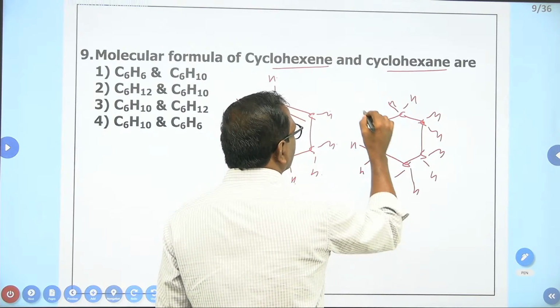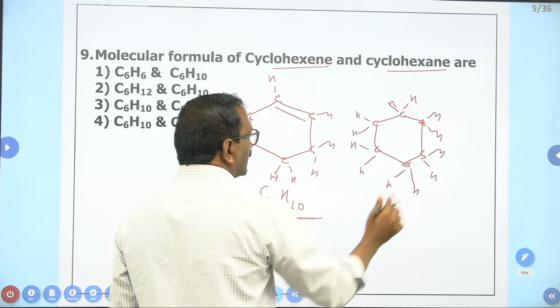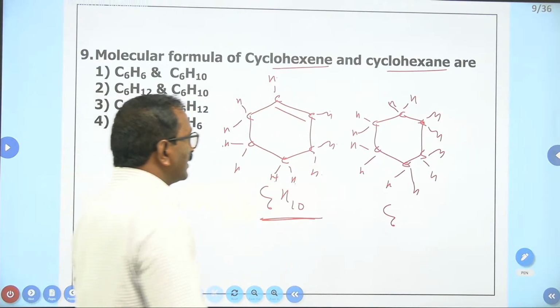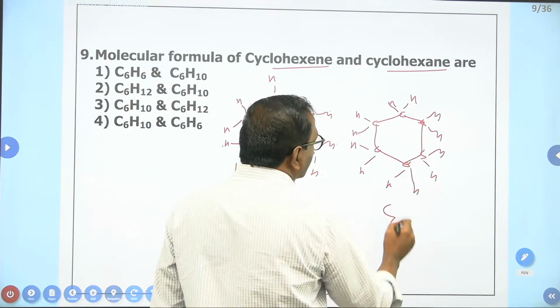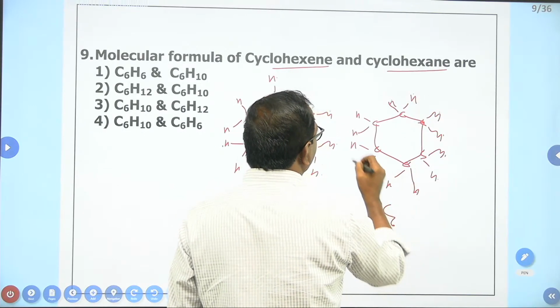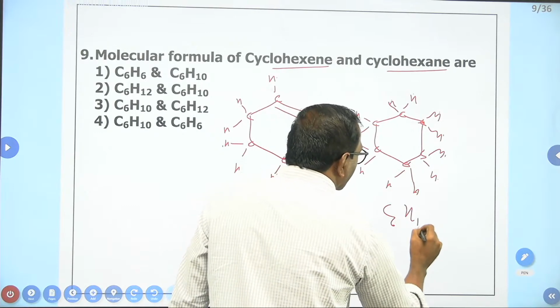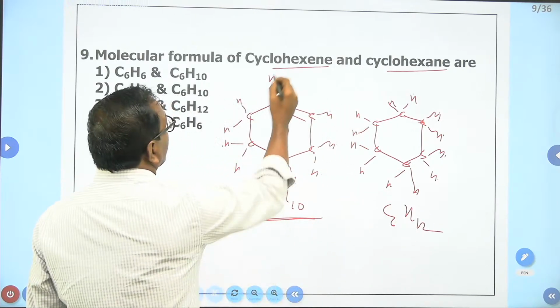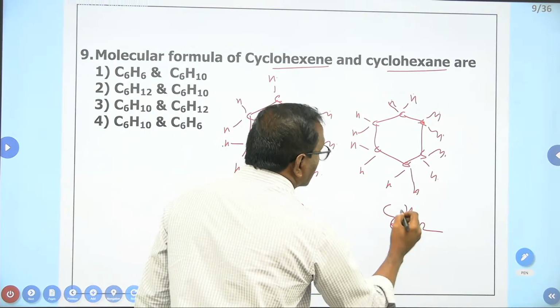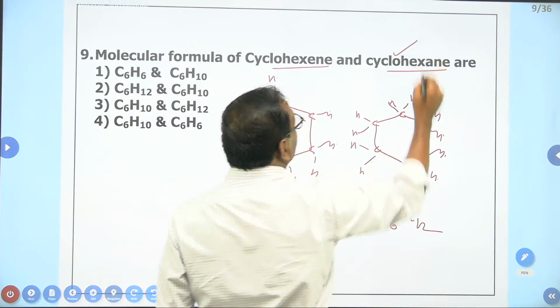So now here, how many carbon atoms in this cyclohexane? 6 carbon atoms. How many hydrogen atoms? 1, 2, 3, 4, 5, 6, 7, 8, 9, 10, 11, 12. 12 are there here. This is the molecular formula of cyclohexane, C6H10 and C6H12. This is the molecular formula of cyclohexane.